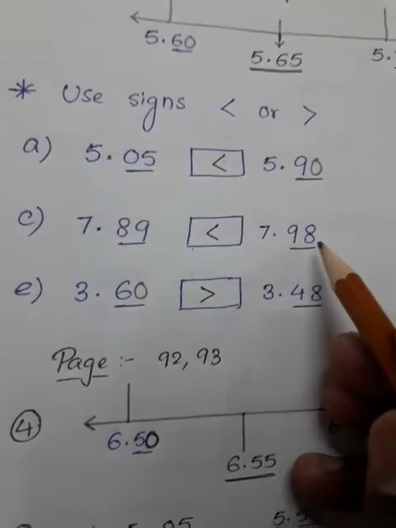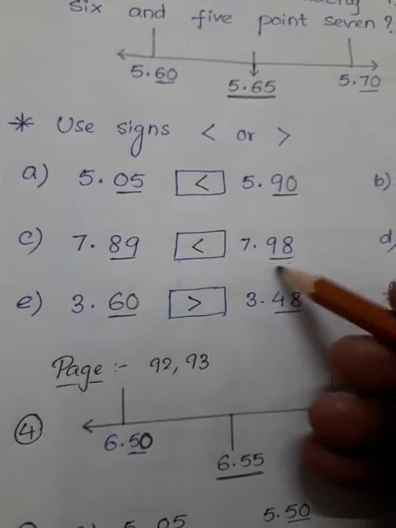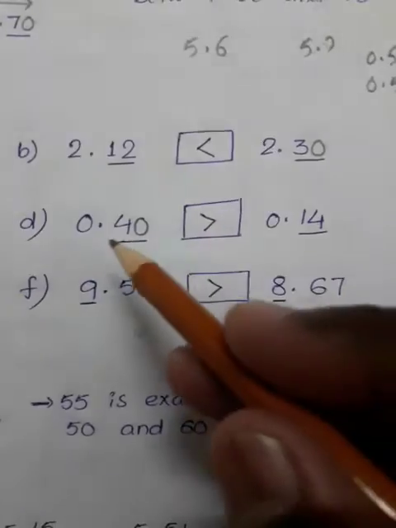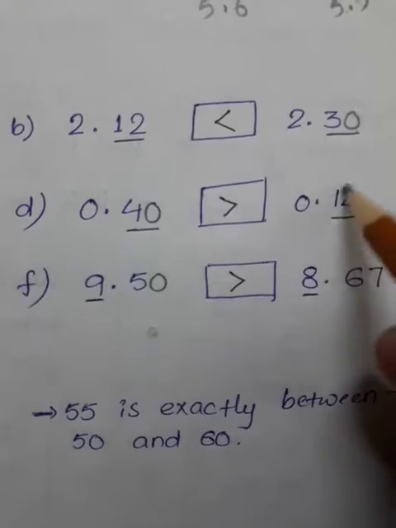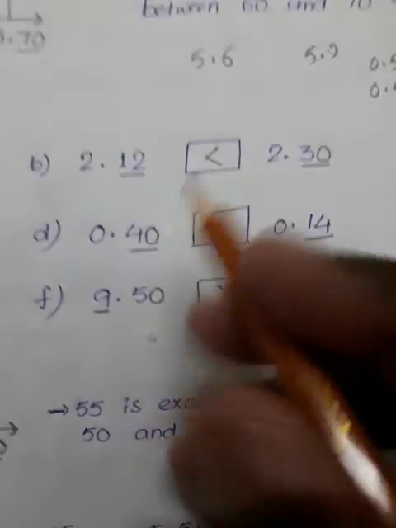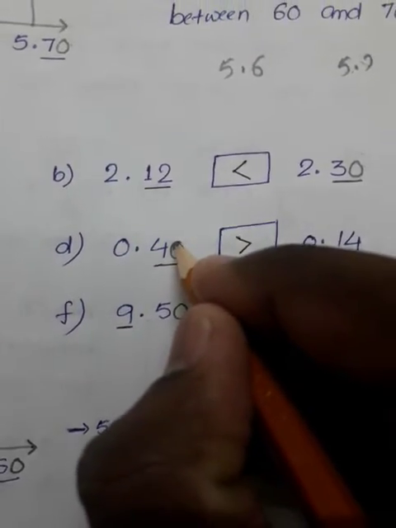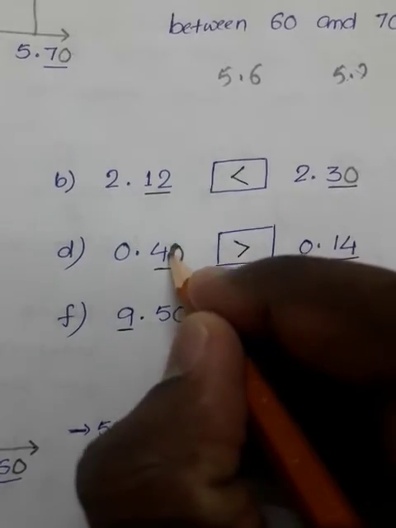Okay, so here 7.89 and 7.9. Directly you can check, it is 9. It is the bigger one. Okay. Now this is 0.4 and 0.14. This has two numbers, so here also I add 0. We don't have a number before the 0 here. Okay. I add 0 here. So this is the bigger one.